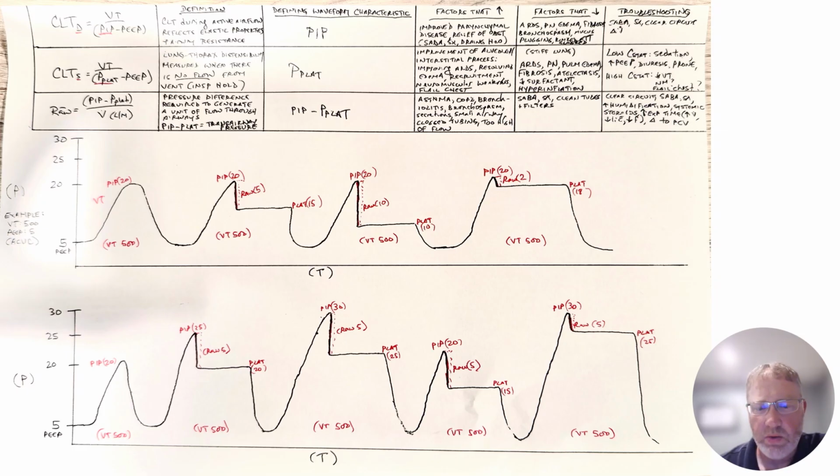Is the plateau fluctuating? And always remember that it's an inverse relationship between the compliance and the pressure, either PIP or plat, because the pressure required to ventilate a certain volume in volume control is dependent on the compliance of the lungs.